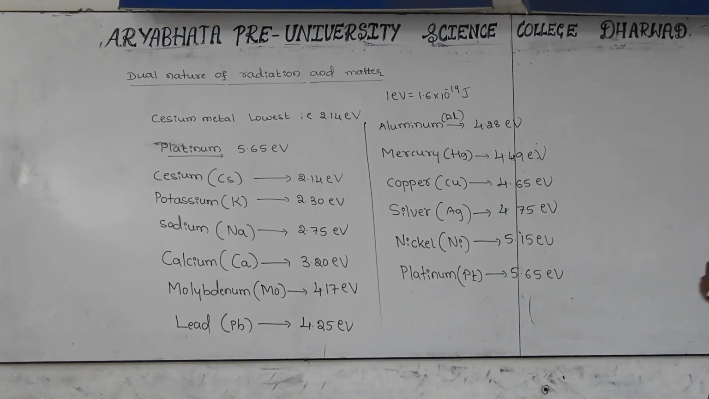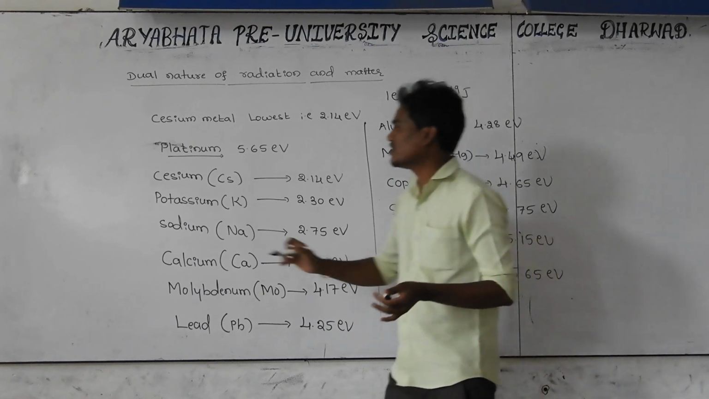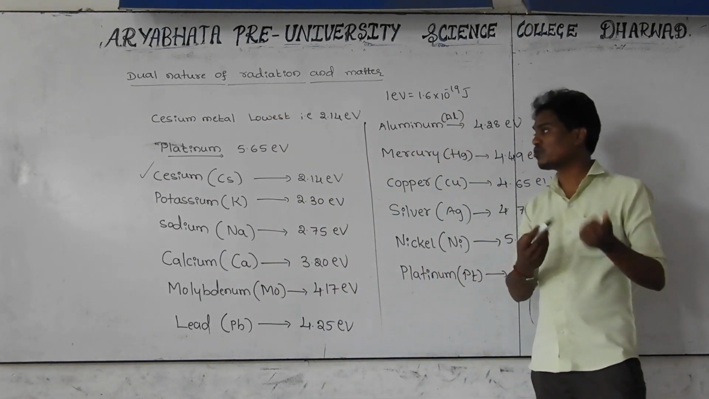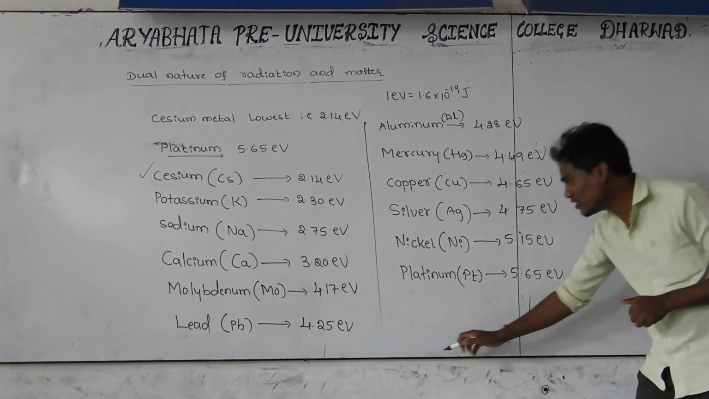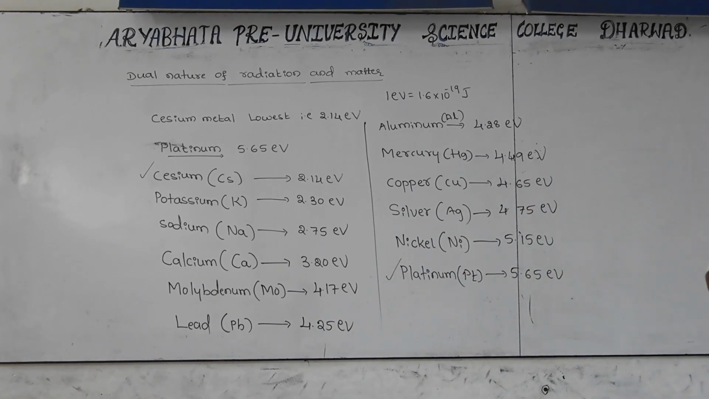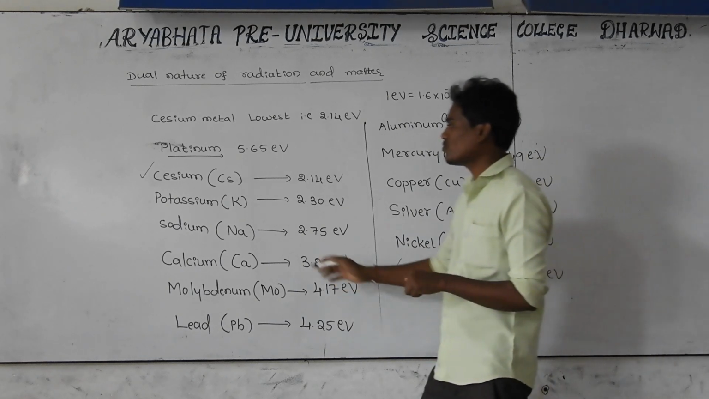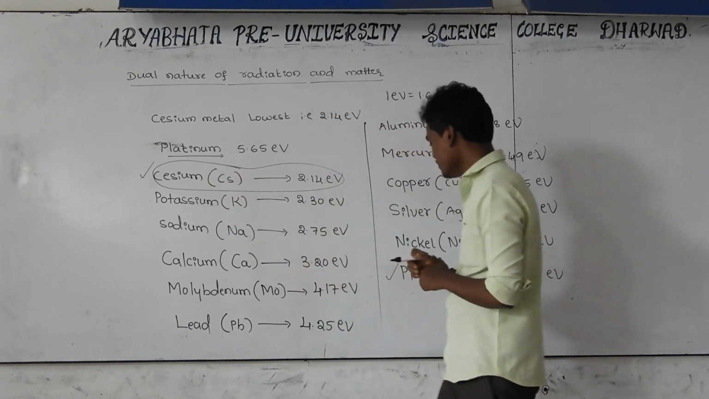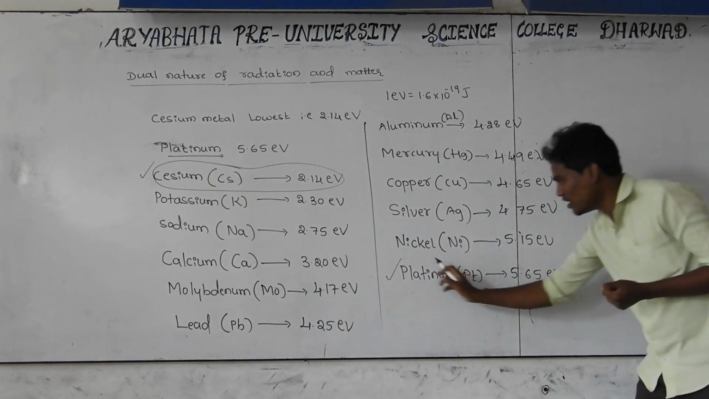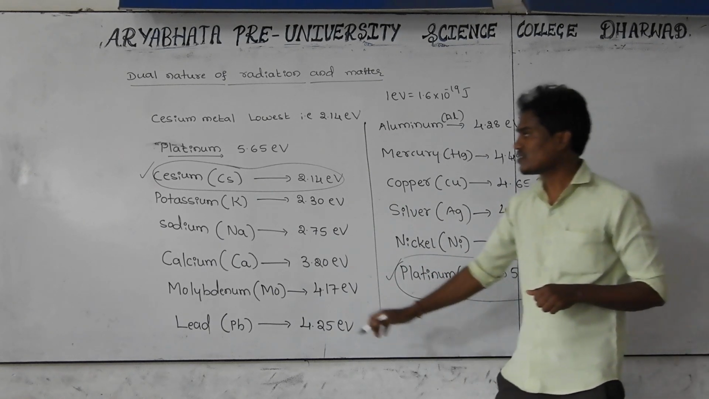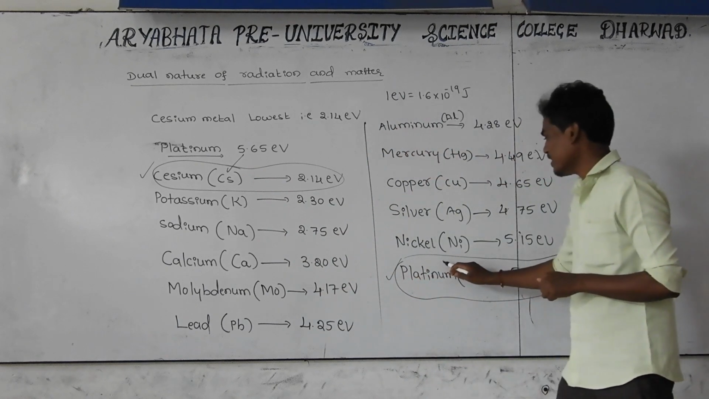And you need not remember all of this table here. You just remember which metal has the lowest work function in order to emit the electron, or which metal has the highest value of work function. Just you can remember: the metal having the lowest work function is cesium, and the metal having the highest work function is platinum. The first and last we can remember, these are very important.